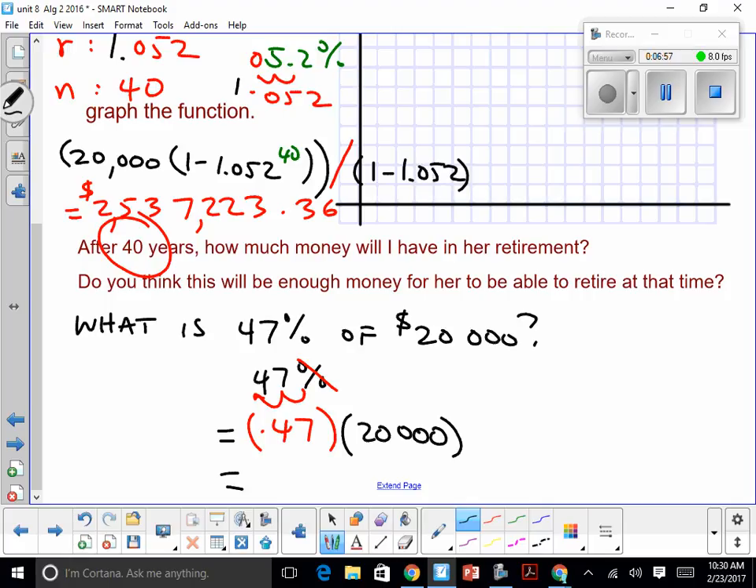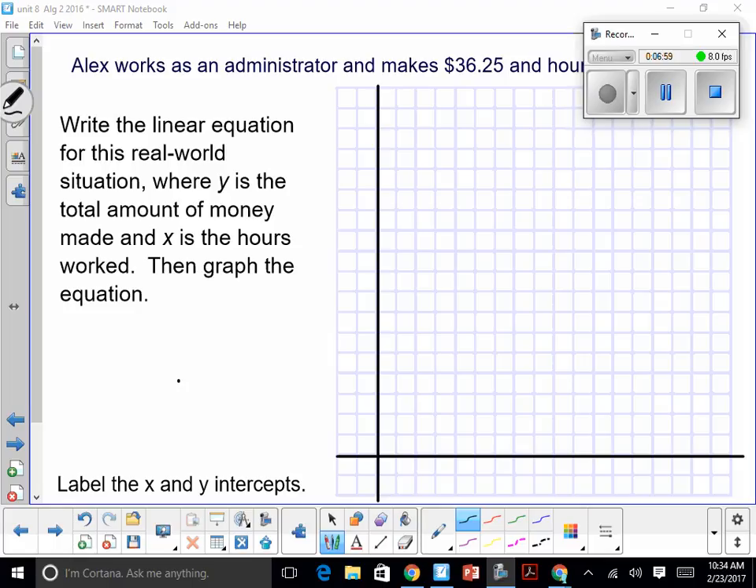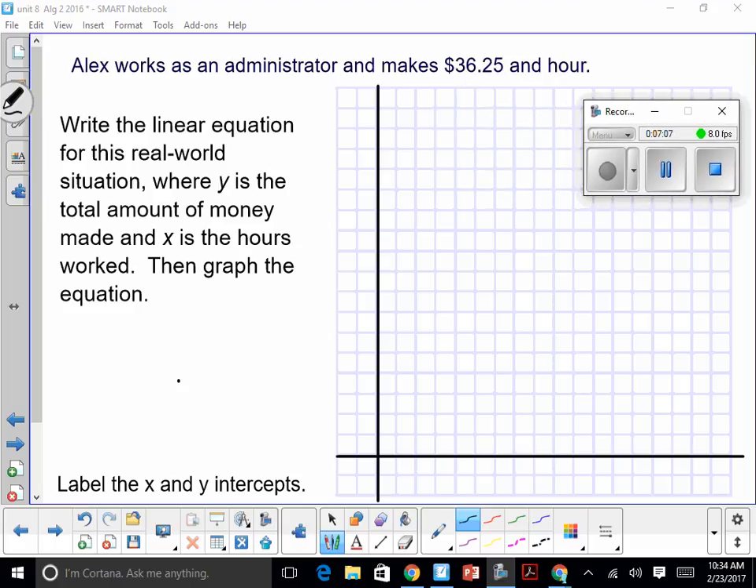Let's read the problem. I'll have you underline some things. Let's see what we got here. Alex, an administrator, makes 36.25. Please circle the 36.25. Page 61, what page is this? It's not on page 61. Oh, okay, never mind. Alright, circle the money amount. You make that much an hour.